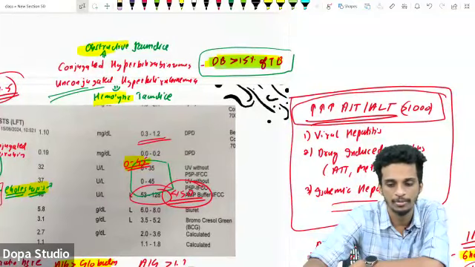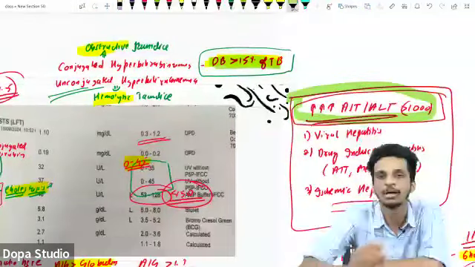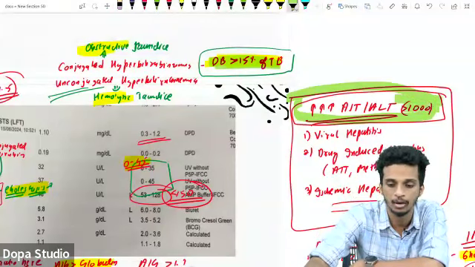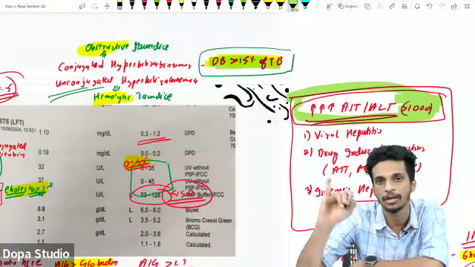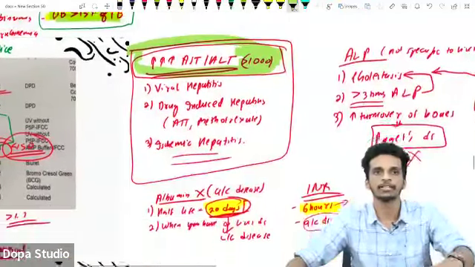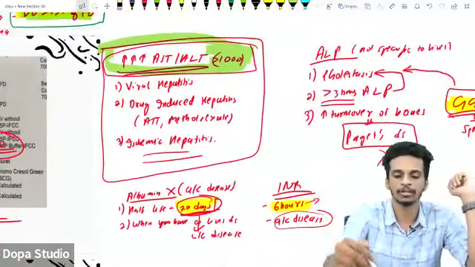And then we have discussed the elevation of liver enzymes. Mild elevation of liver enzymes can occur in any disease, but very high elevation, that means more than 1000, occurs usually in 3 conditions: one is viral hepatitis, one is drug-induced hepatitis, and the third is ischemic hepatitis. Is that clear?